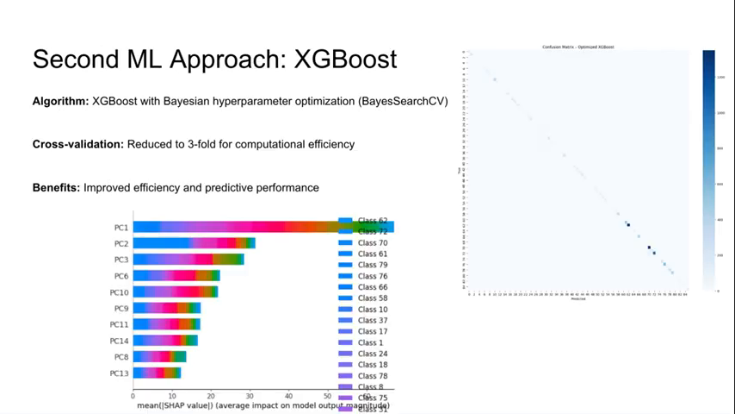For my second approach, I switched to XGBoost with Bayesian hyperparameter optimization. I reduced the cross validation to threefold for speed, and I reused the same PCA inputs for a fair comparison. This model trained faster and showed stronger learning capacity right away.